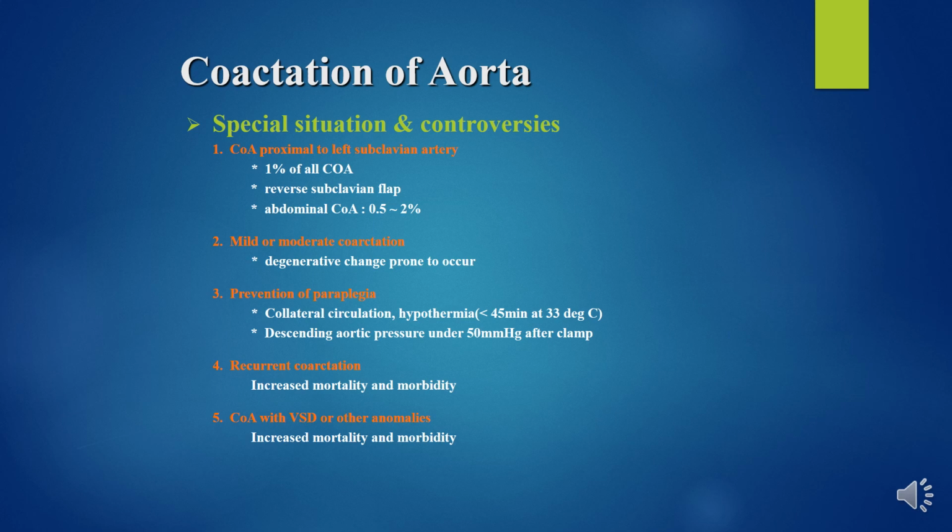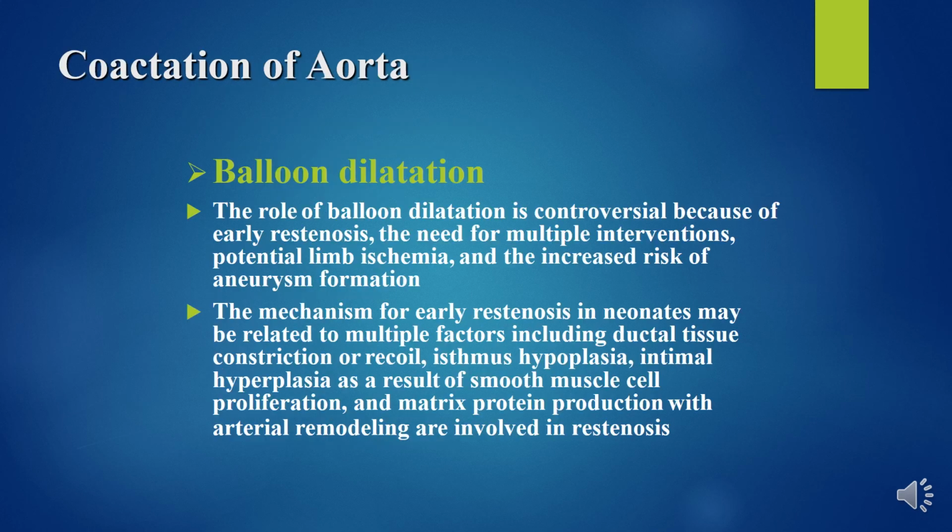Special situation: if it is proximal to the left subclavian artery with mild to moderate coarctation, prevention of paraplegia relies on collateral circulation and hypothermia, keeping descending aortic pressure under 50. Recurrent coarctation increases mortality and morbidity, and coarctation of the aorta with VSD and other abnormalities increases morbidity and mortality.